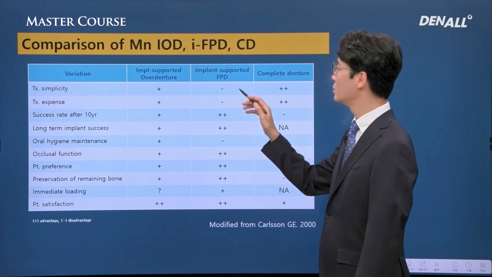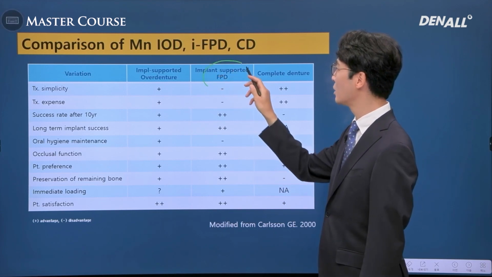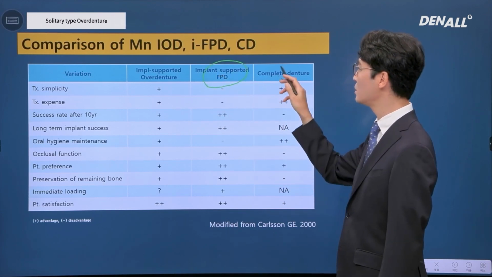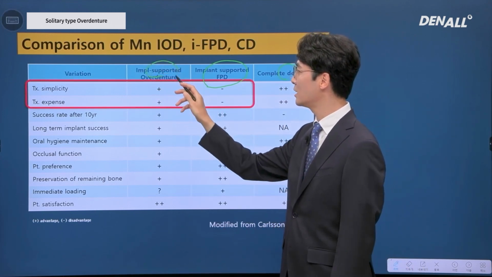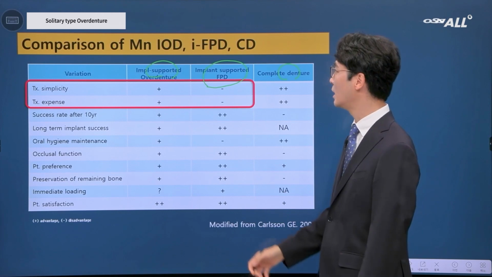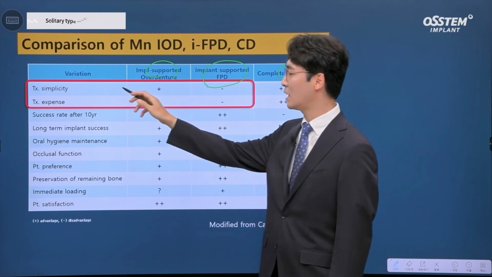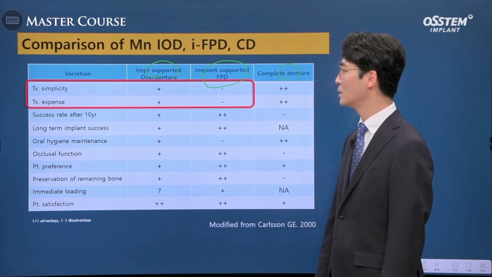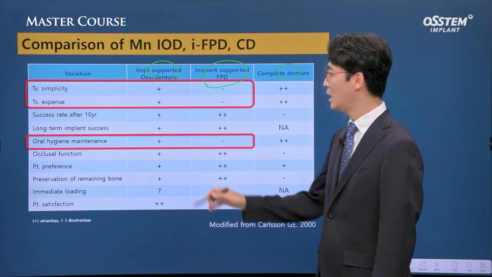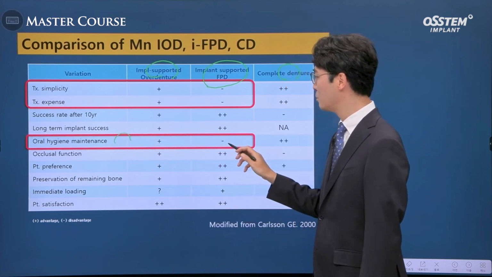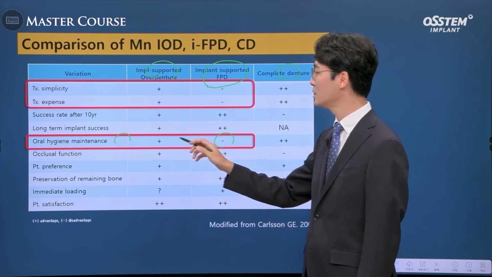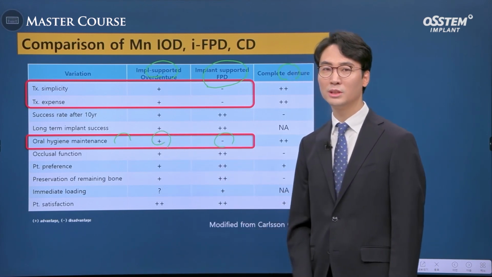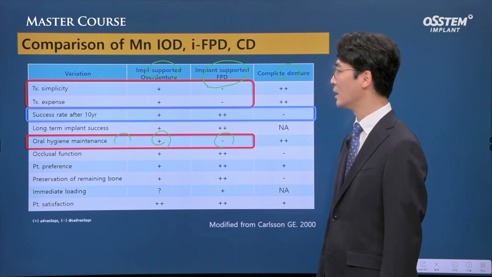Implant-supported overdenture can be considered as a top priority in these cases. When you compare implant-supported overdenture with fixed partial denture, which require more implant placement and complete denture, because a fewer number of implants are placed, implant-supported overdenture is more simple in terms of treatment and it costs less. If you place multiple implants, functionally it may be more favorable, but in terms of maintenance, implant-supported overdenture can become more advantageous.